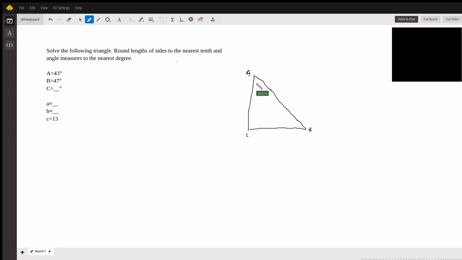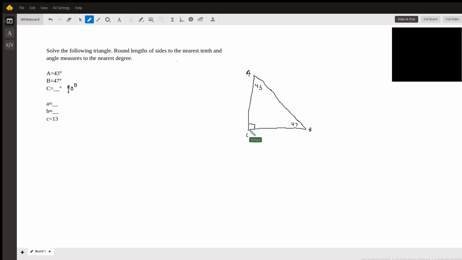if A is 43, B is 47, that's 90 degrees altogether. 43 plus 47 is 90, so we've got a right triangle here. So this is going to be quick and easy. So C is going to be 90 degrees.